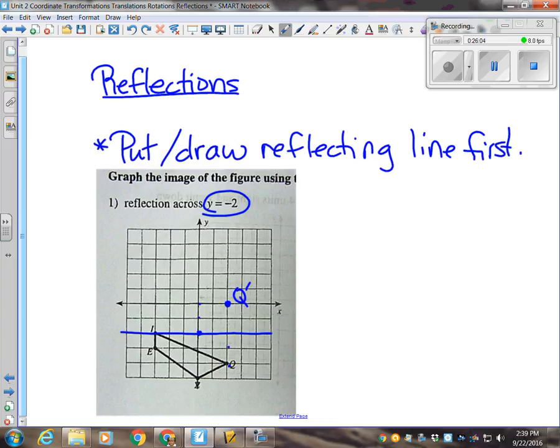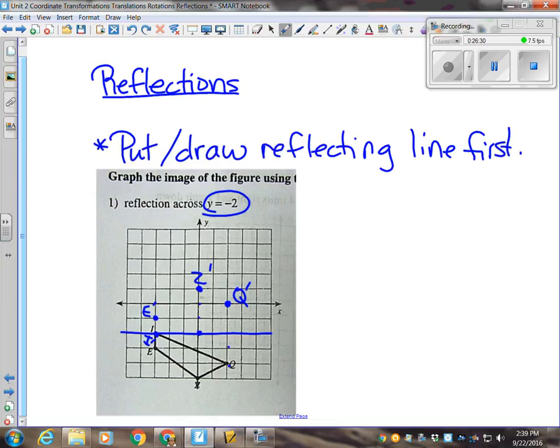I think that is supposed to be letter Z. So Z is actually located 1, 2, 3 units below my reflecting line, so I'm going to locate Z prime 3 units above my reflecting line. All right, it turns out that I is right on the reflecting line, so I and I prime are in the same exact spot because it's on the reflecting line. E is 1 unit below the line, so E prime would be 1 unit above the line.